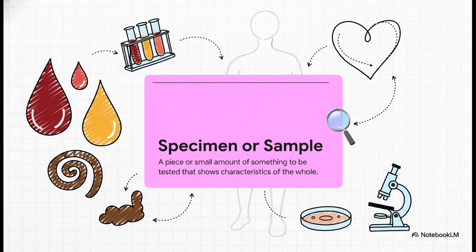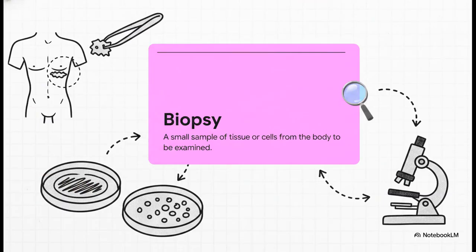Let's start with the absolute baseline. What actually is a specimen or a sample? Well, academically speaking, it's a piece or a small amount of something to be tested that shows the characteristics of the whole. يعني كلام ده يا شباب ببساطة يعني لو أخدت نقطة دم صغيرة جدا النقطة دي بتعبر عن حالة الدم في الجسم كله. It's like a snapshot. It gives us the entire clinical picture of the patient's body using just a tiny fraction, whether that's blood, urine, or stool. Now, listen up.